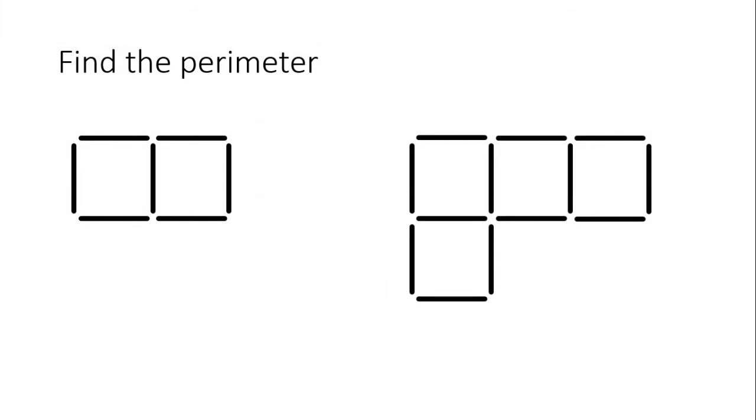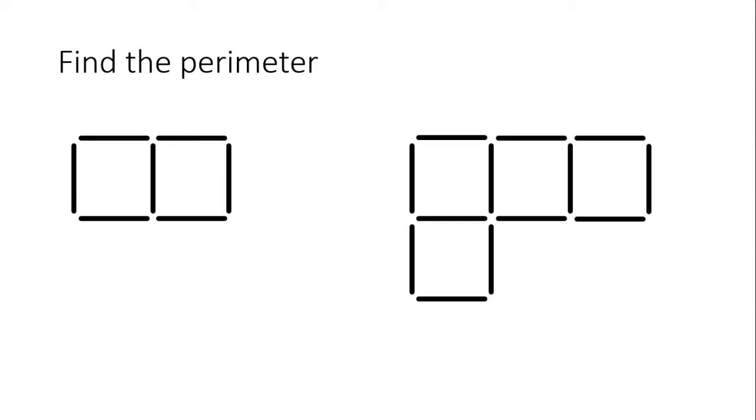Now it's your turn. I want you to use your eyes to count the number of sticks on the outside of each of these shapes and then tell me what is the perimeter. Press pause to try that out and then press play when you're ready to check your answers.